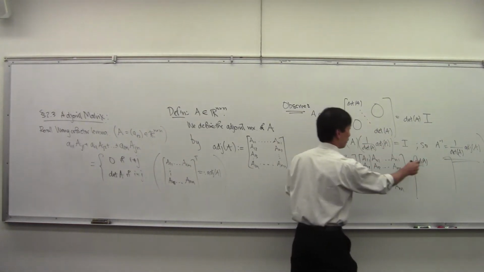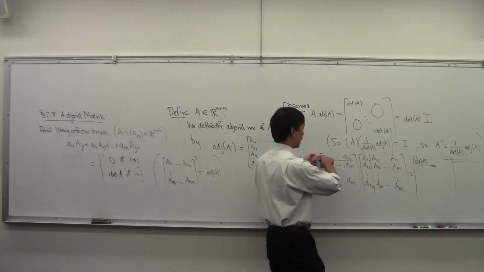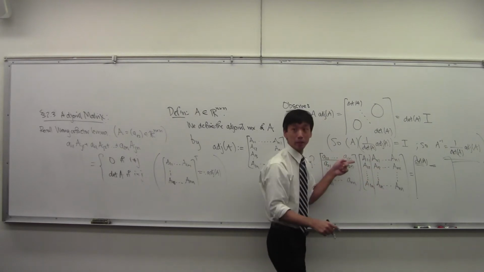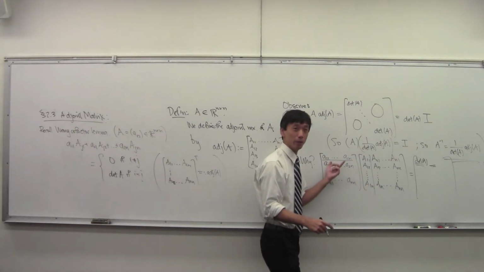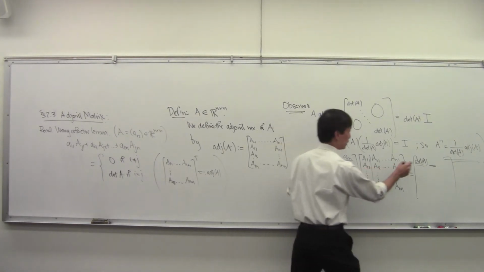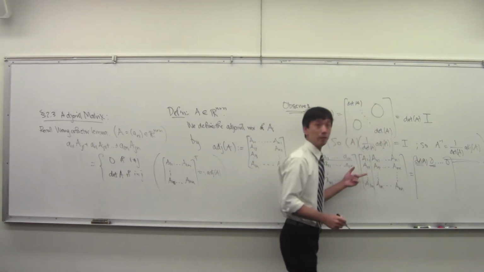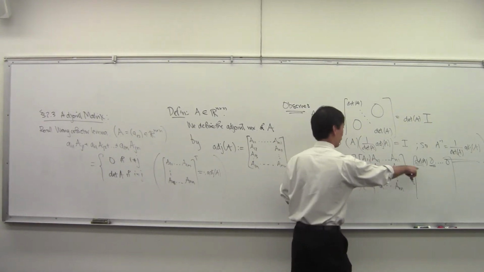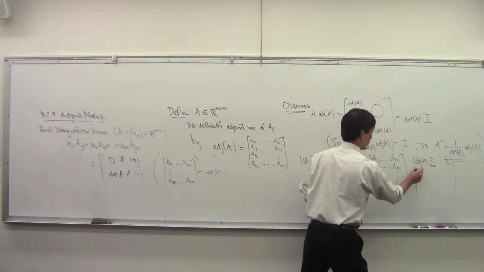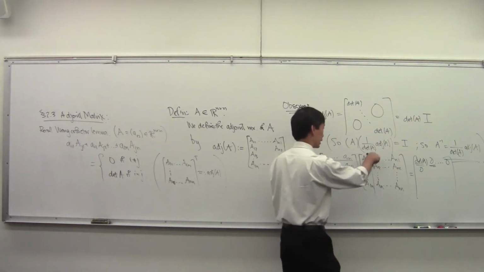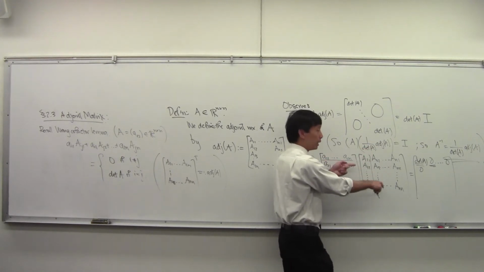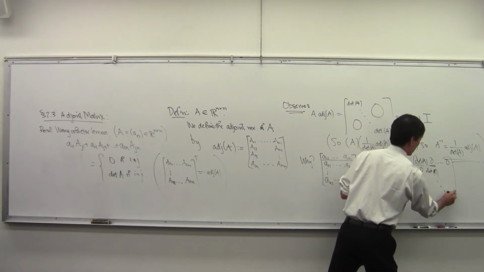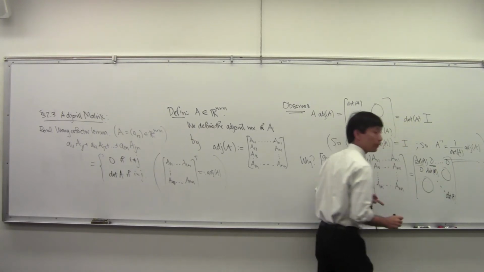If I take first row, second column, I get A11 against A21, through A1n against A2n. That's going to be 0 by the wrong cofactor lemma, and we get zeros throughout. On the second row, first column, I get 0, again by the wrong cofactor lemma. When I take the second row against the second column, I get the determinant. Etc. You see what's going to happen.